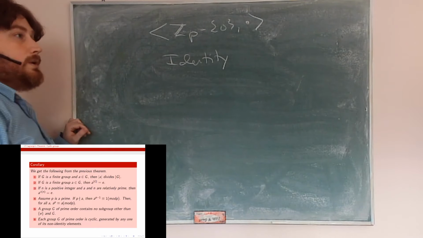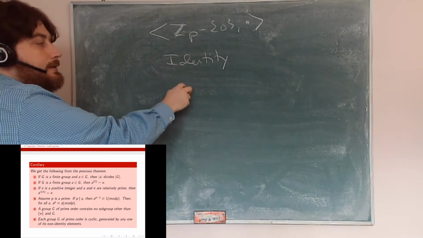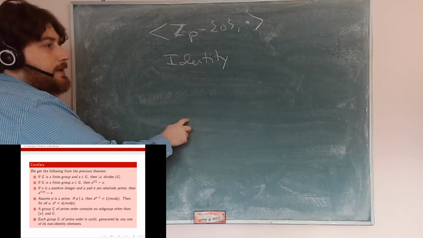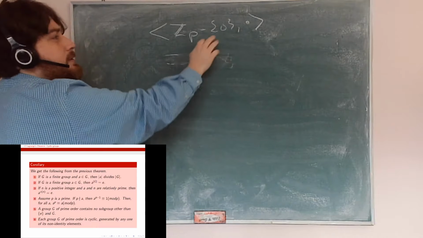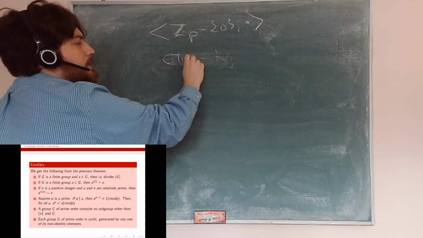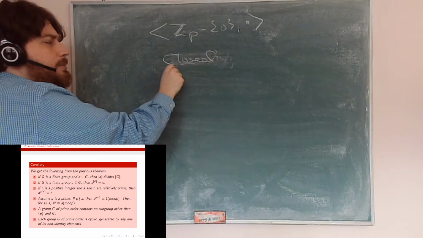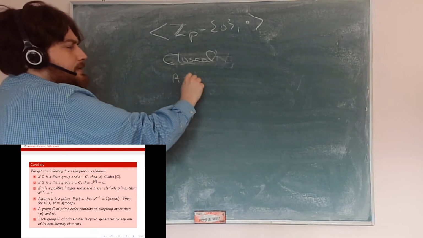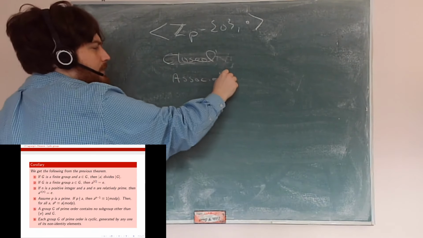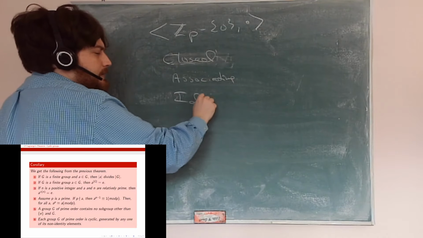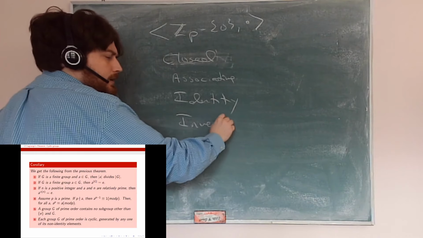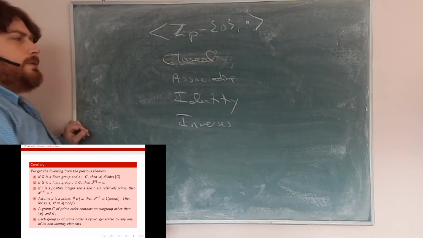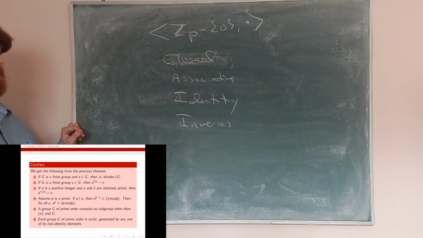So for it to be a group, I need to be closed, I need to be associative, I need to have an identity, and I need to have inverses. So to show that this is a group, I have to show that those things are true. Is that okay with everybody so far?